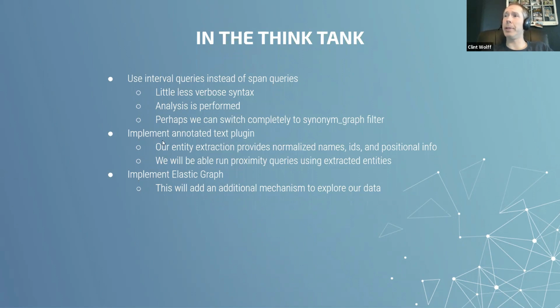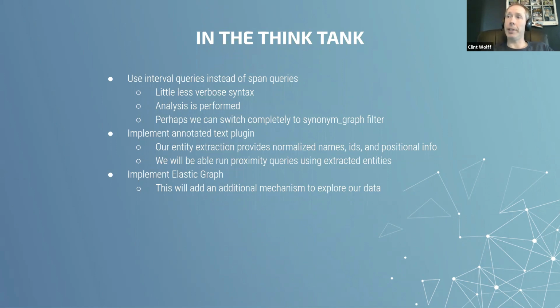We're wanting to implement the annotated text plugin. So of course we're doing entity extraction. Part of our entity extraction is we get back normalized names. So normalized names are, if a document contains Bill Gates, the normalized name might be William Gates. It continues to talk about Bill, normalized name is still William Gates. It continues to talk about Mr. Gates, the normalized name is William Gates, right? And we have IDs for each one of these normalized names as well, and positional information for where it was found in the document. So we're not doing a good job of using all this different information at this point in time.